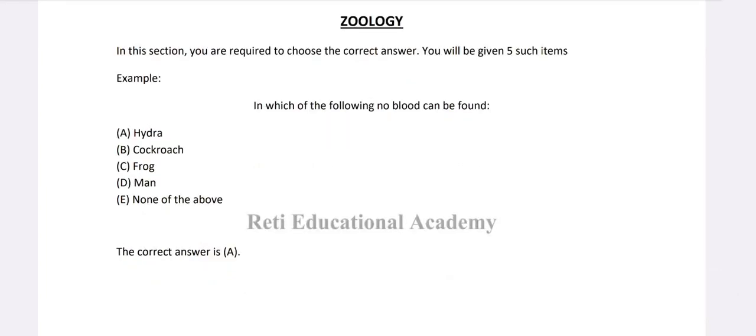This is the sample paper to get admission in BS Biotechnology in ZABIST.